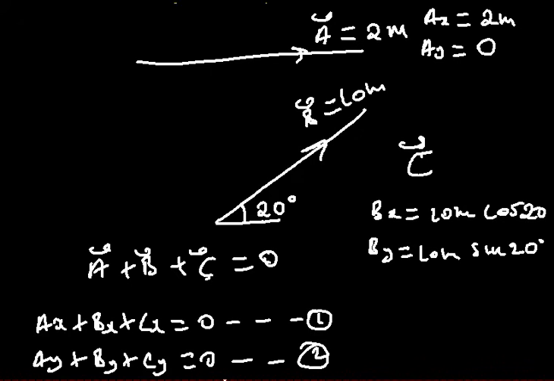Now what you have to understand is that we can have 10 times cos 20, which should be 9.4 meters, and 10 times sine 20, which should be 3.4.